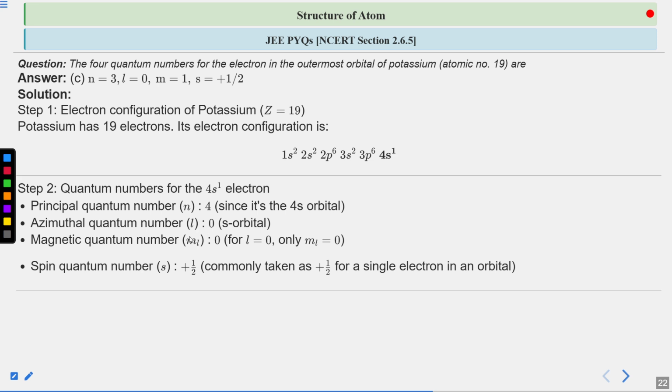Magnetic quantum number represented by ml is also 0 for l equals 0. So for l equals 0, only ml 0. Otherwise, the ml corresponds to the values from minus l to plus l. Spin quantum number will have the value of plus half, which is commonly taken as plus half for a single electron in an orbital. And hence, our correct quantum numbers are 4, 0, 0 and plus half, as present in our option C.